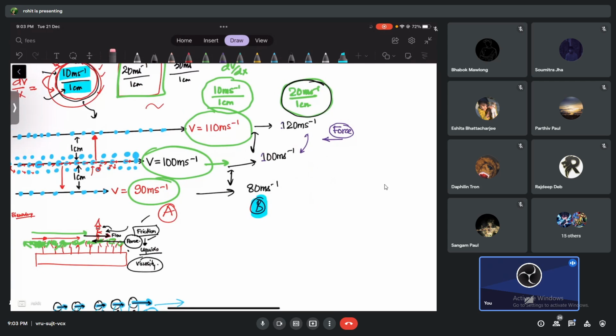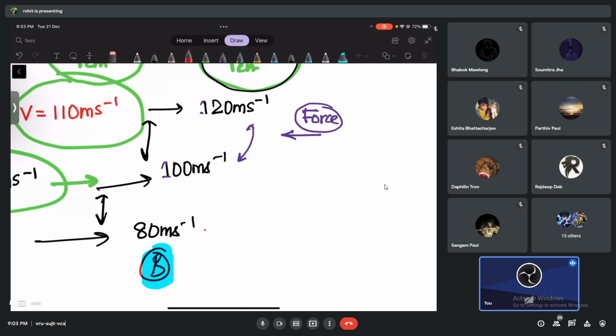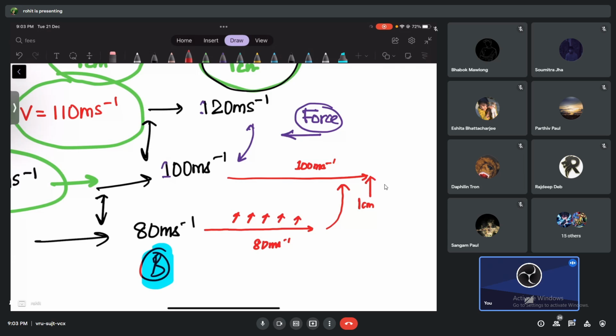I'll tell you why. I know you are thinking in a different way, but think like this. Look at this. This layer is moving at 80 meters per second. This layer is moving with 100 meters per second. What do you think? Are the layers really allowing this liquid to move faster, or are they obstructing it more? Just in 1 centimeter, look at this, the velocity has changed by how much?